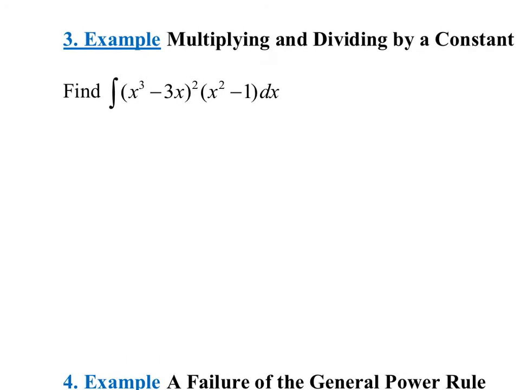I have two logical choices for you: x cubed minus 3x or x squared minus 1. That's both of the quote-unquote insides. We always want to use the one with the higher power. So I'm going to see if I can take the derivative of this if I have u equals x cubed minus 3x. So let's give that a try. u equals x cubed minus 3x.